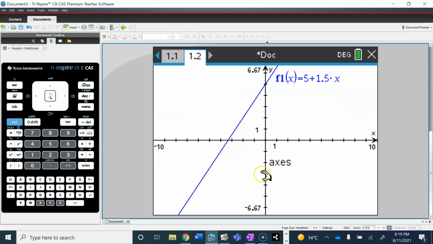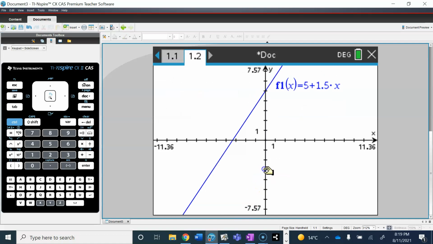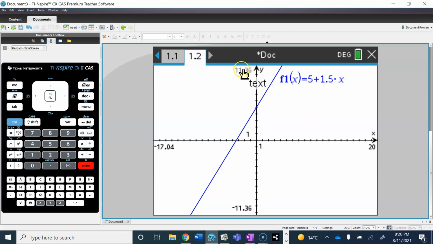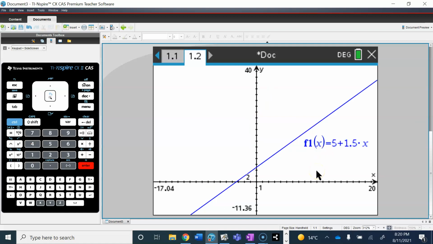I can, if I want to, click and drag my axis, or if I'm not happy with that method, I can hold my cursor over the numbers on the x and y axis. Once it says the word text, double click, and you can type in, edit 20, enter. Same thing, hover over your axis number there, double click, edit to 40 and hit enter. So now I can see on my calculator what I can see on the paper. So that's useful.